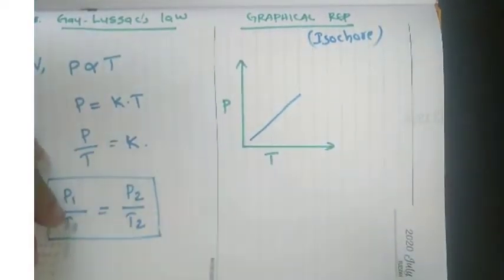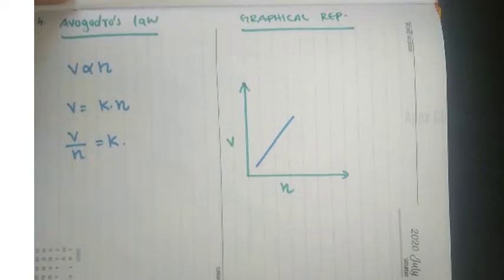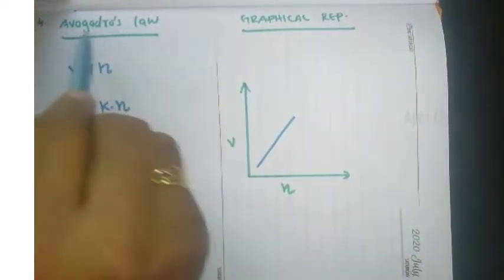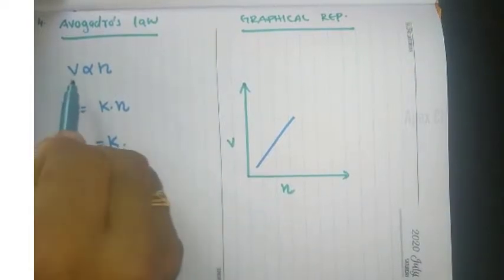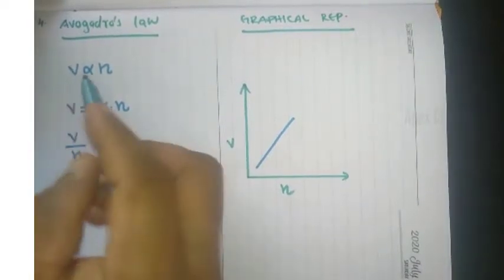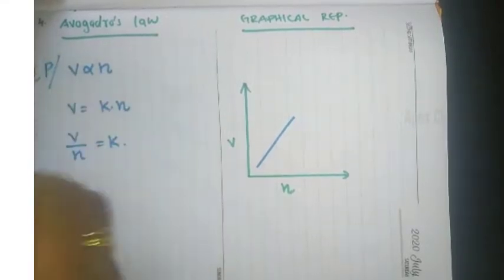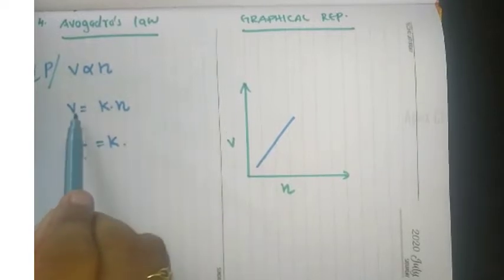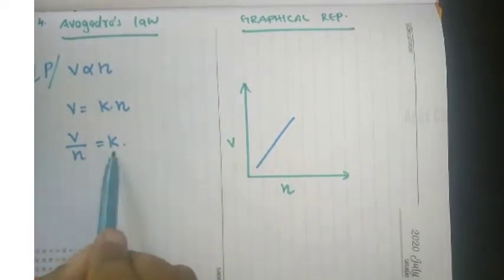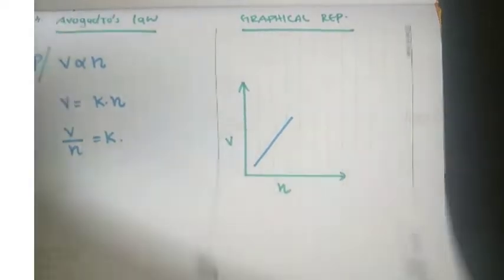Okay. The next one, Avogadro's law, which is very familiar. In the first chapter, basic concepts of chemistry, we already discussed Avogadro's law. What is Avogadro's law? Equal volumes of all gases contain an equal number of moles at constant temperature and pressure. Here temperature and pressure are constant, so V is directly proportional to N, then V is equal to K into N, that is V by N is found to be constant. The graphical representation is like this. Okay, clear?